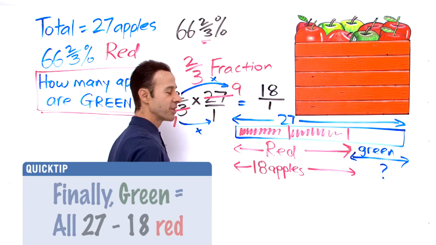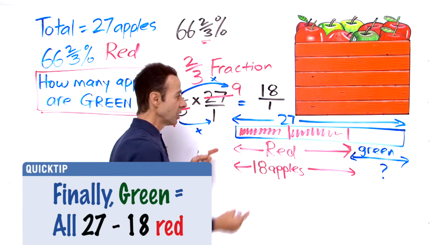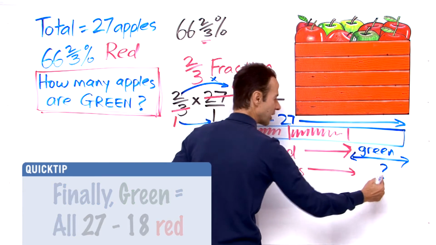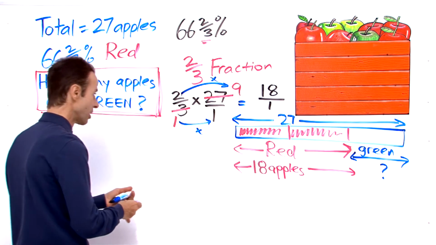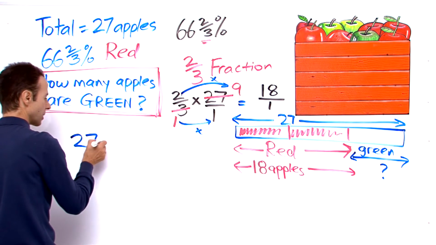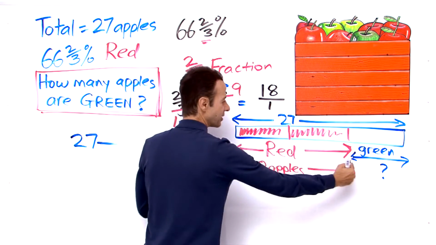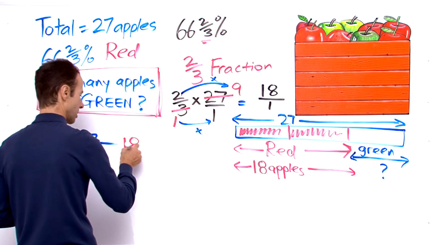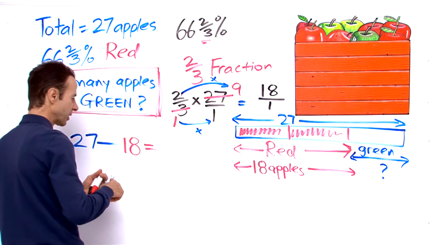So now how do we find the green? Easy, as you can see. 27, which is the total, take away 18, which is red, will leave us how many green? So let's go ahead and do that. So the total is 27. Take away the 18 apples, which are red, equals how many we're going to have green.